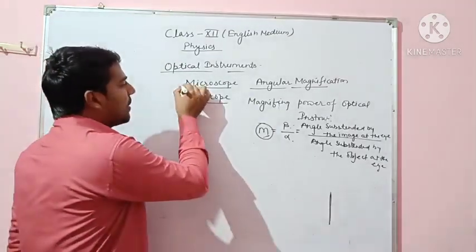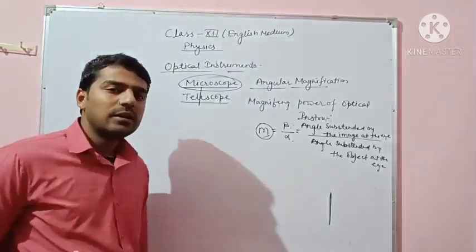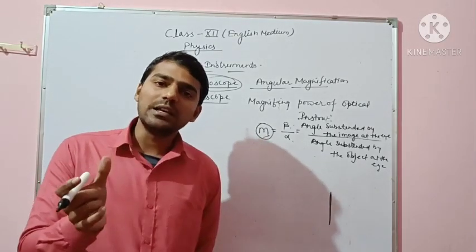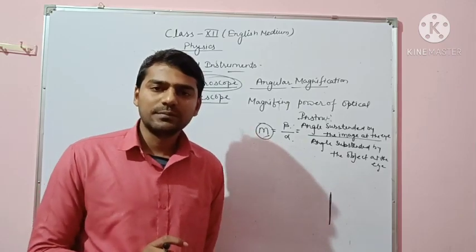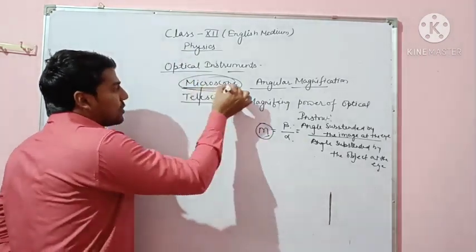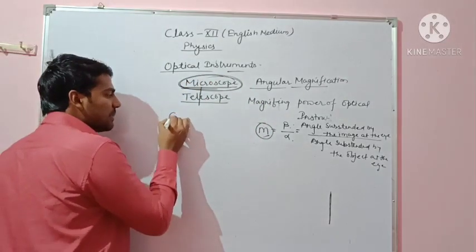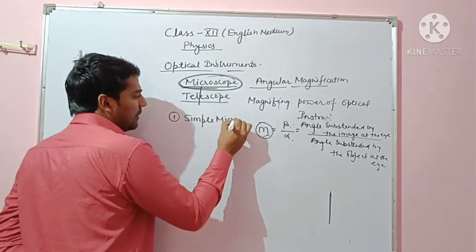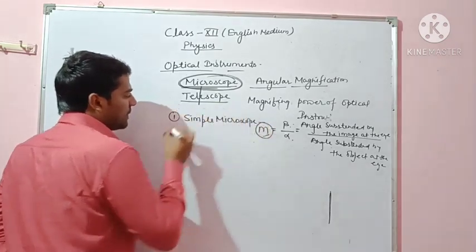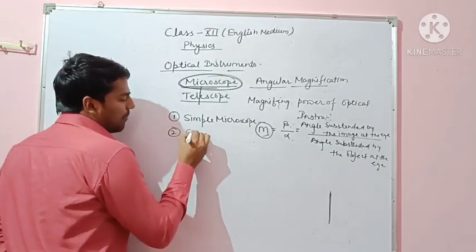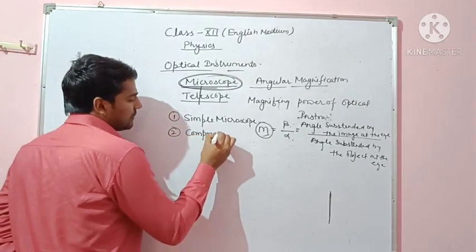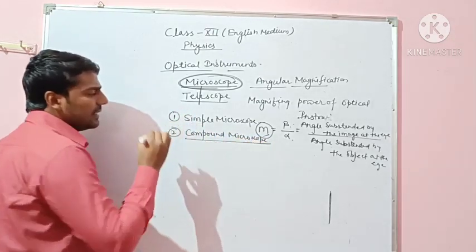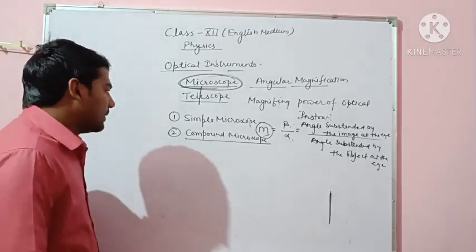After that we studied about the microscope. What is a microscope? An optical instrument that is used to form a large image of a very small object is a microscope. A microscope is also of two types. First is the simple microscope, and the second is the compound microscope.